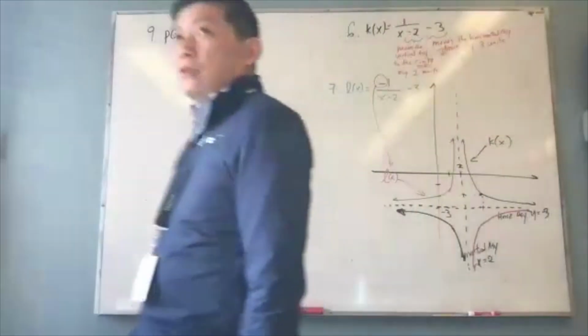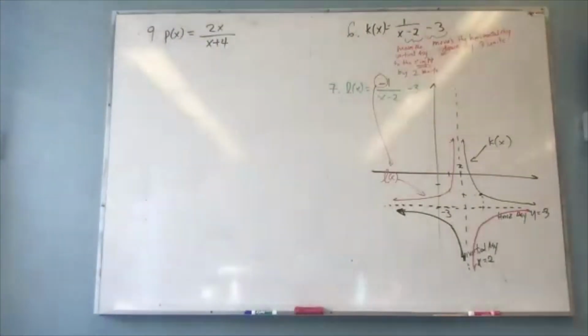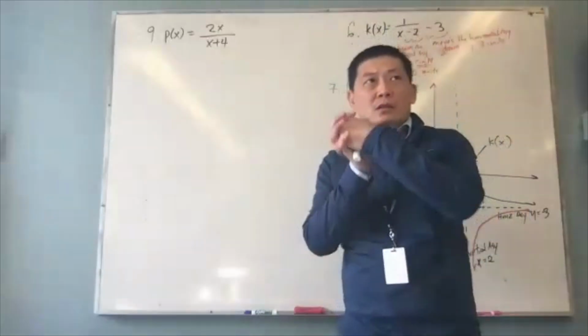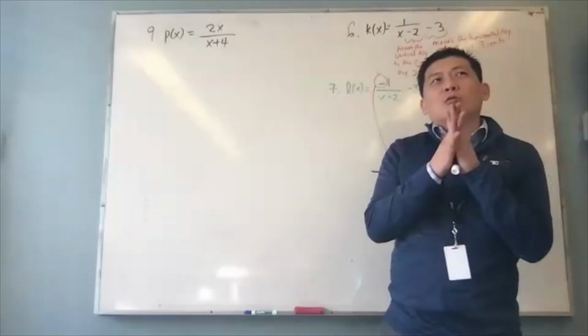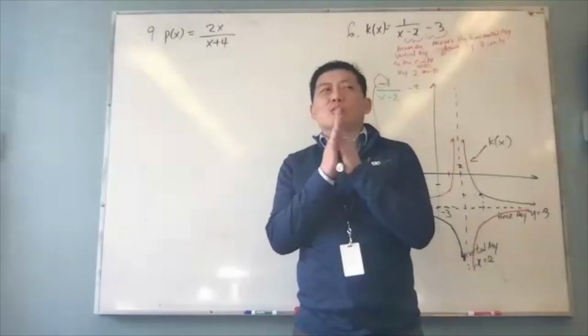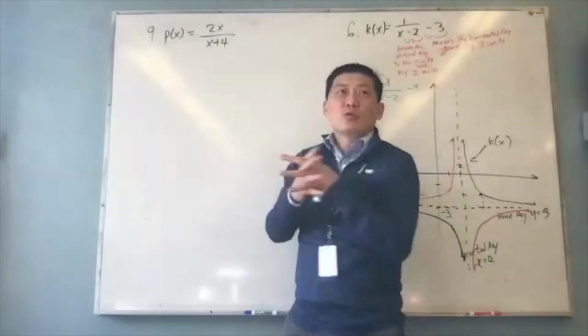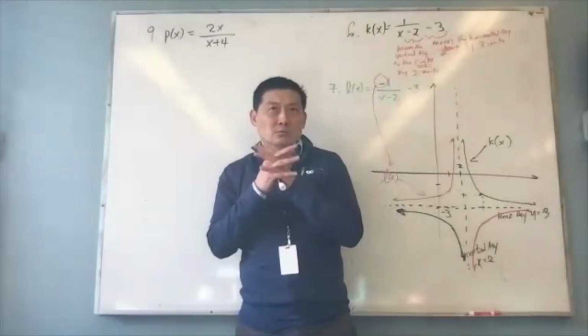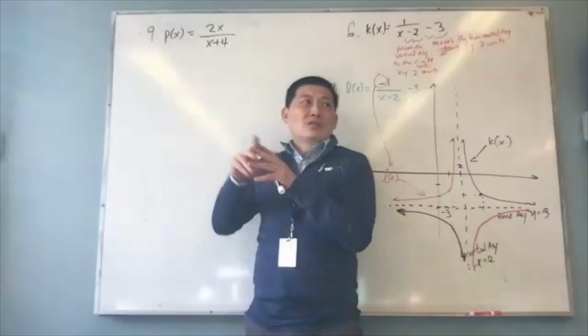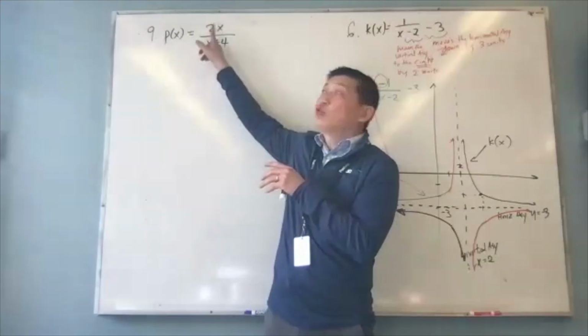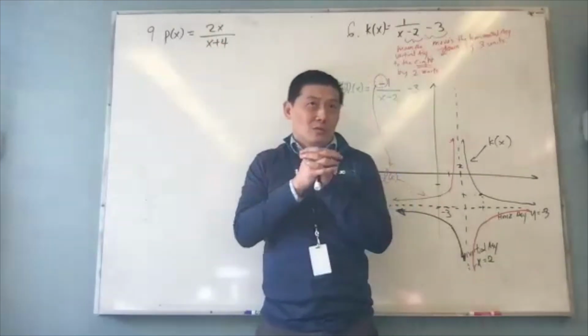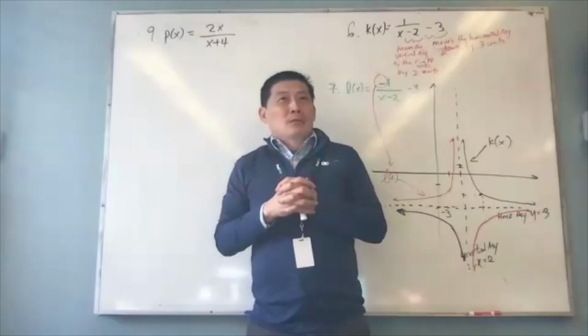Now take a look at this one. I want you to stick with me. Analyze it with me, okay? You got a problem here, a function that sort of looks like what we've done before, but sort of not, right? If this would have been like 2 over x plus 4, you know exactly what to do, right? But it's not 2 over x plus 4, it's 2x over x plus 4. Kind of weird, right?